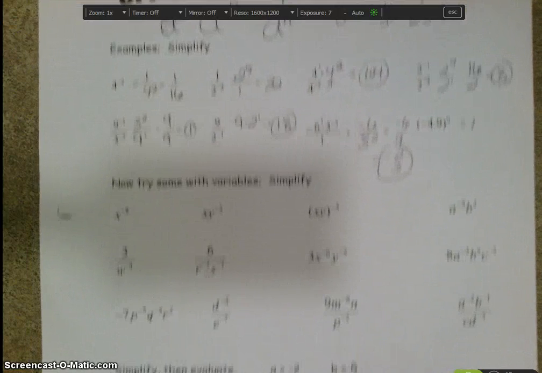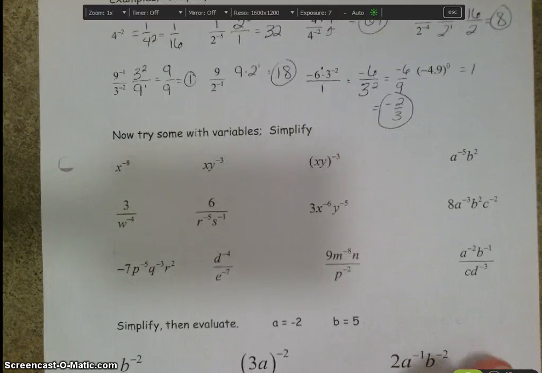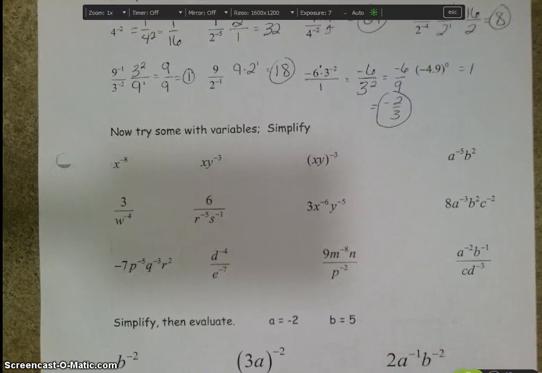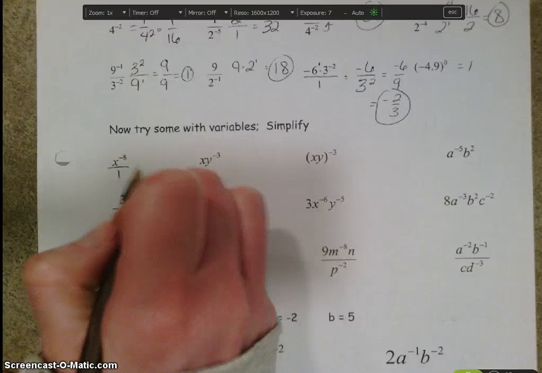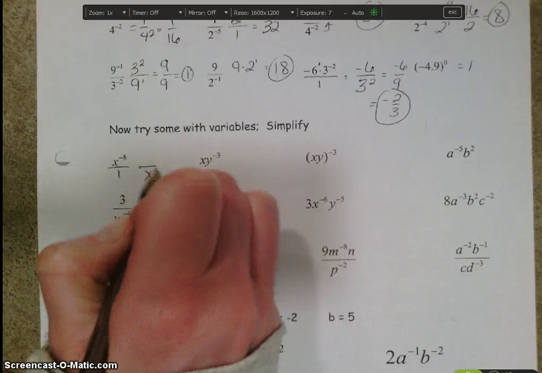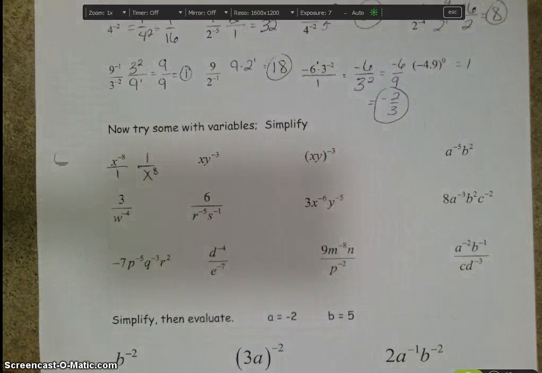Alright, so back down. Now we're going to do some with variables, which is okay because it just means we don't have to multiply a whole lot of numbers. So x to the negative 8. Right now it's a numerator. Move it down. Becomes x to the positive 8. Leaves a 1 up in the numerator.